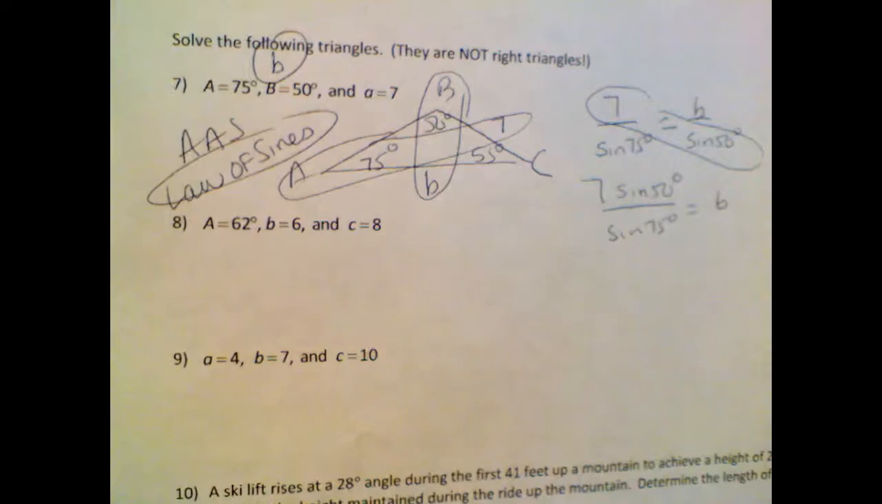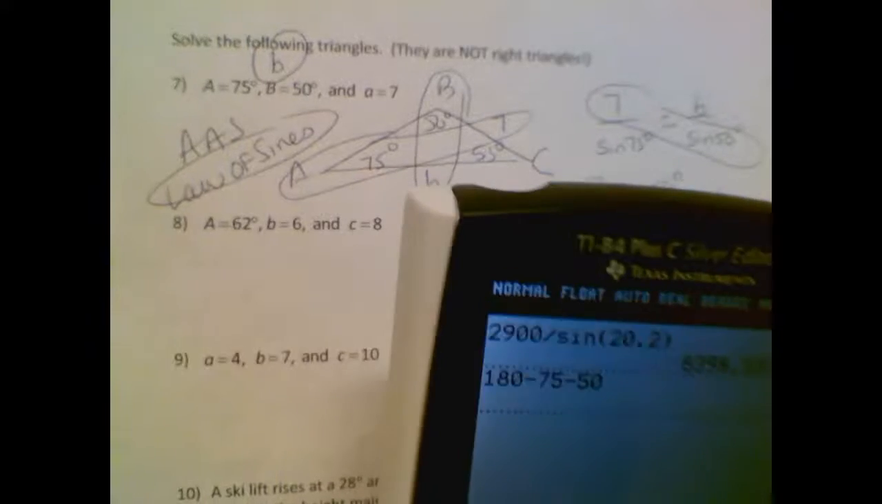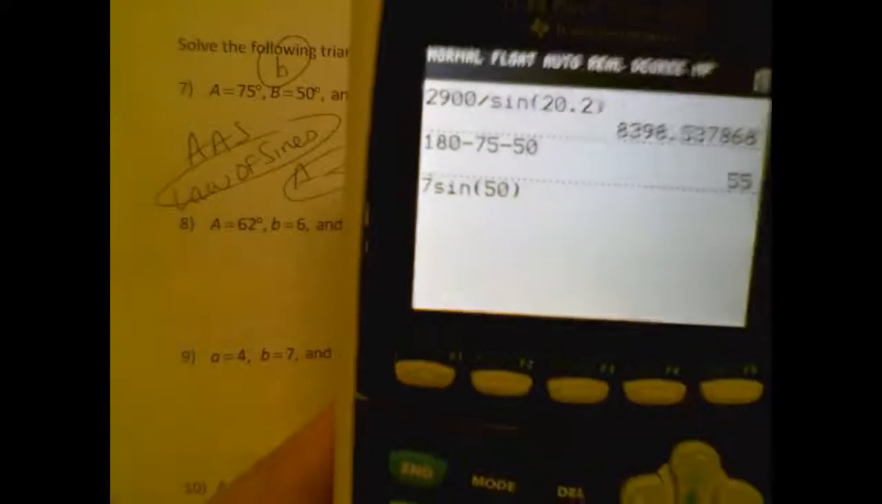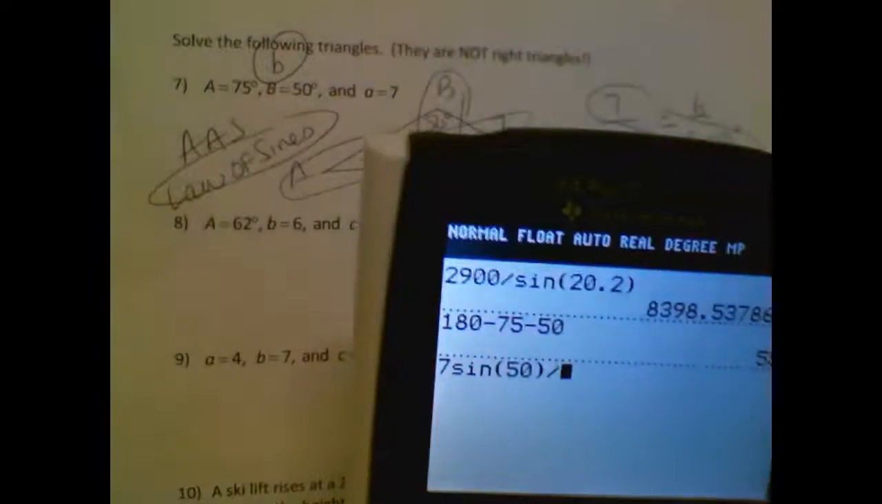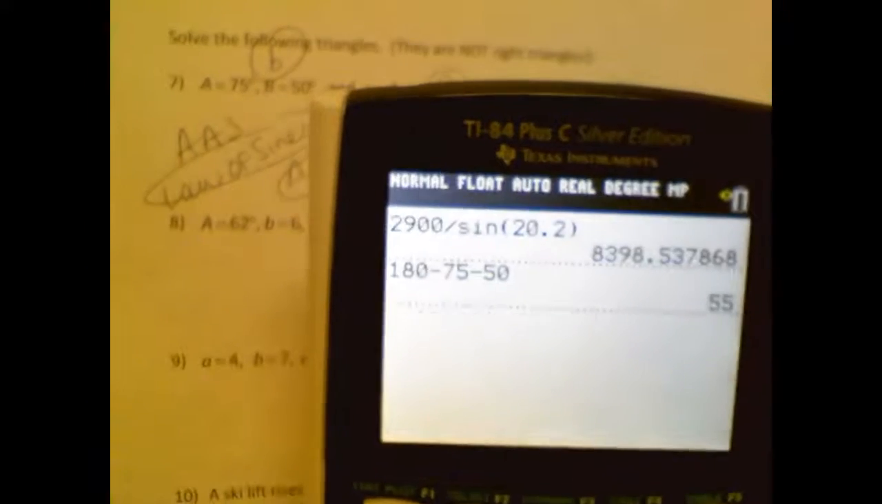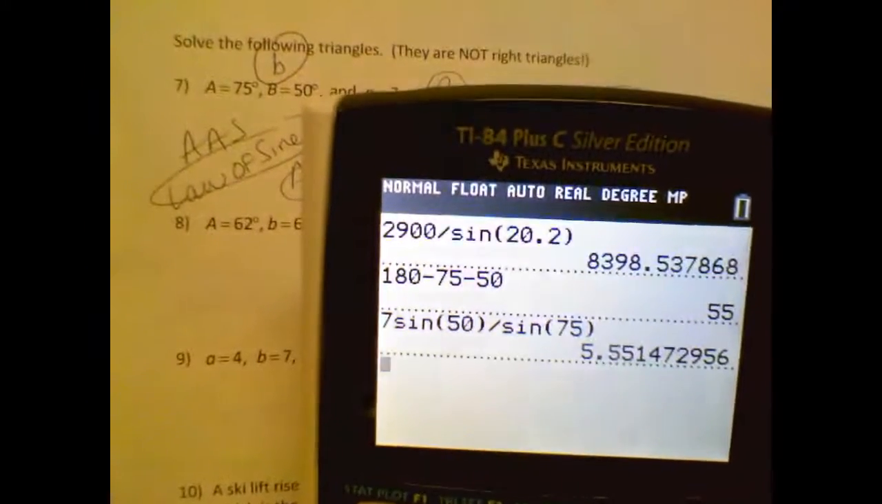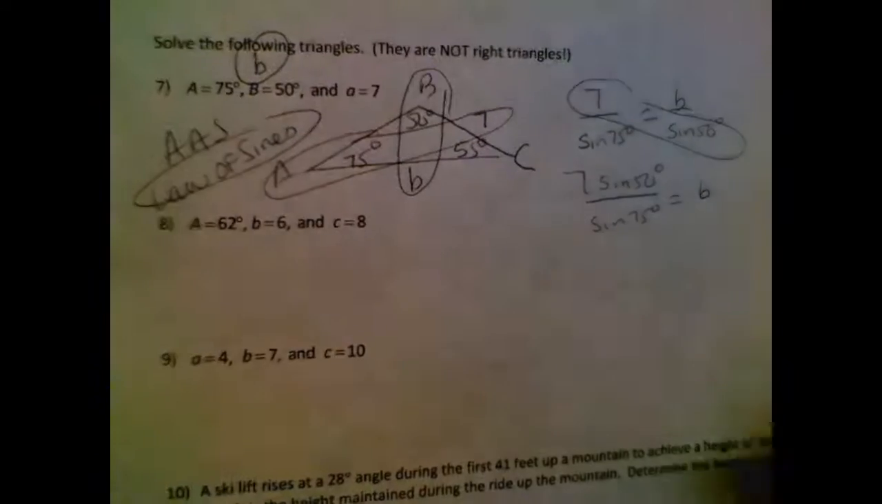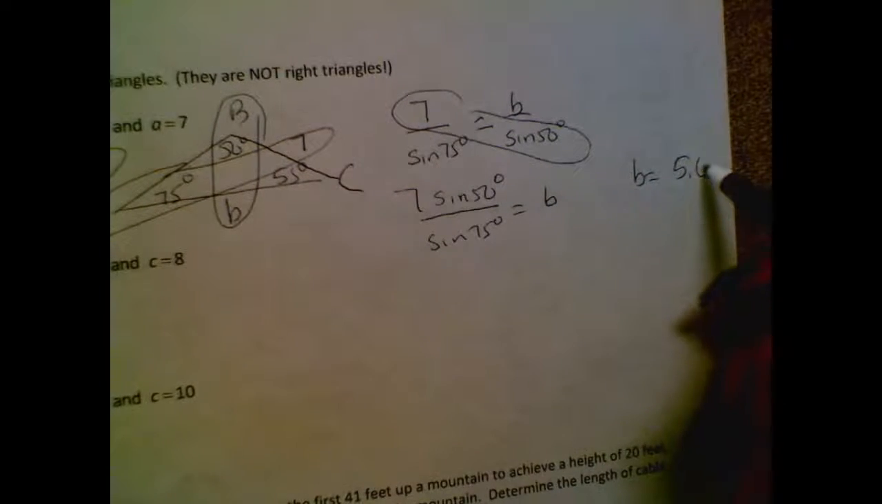So if you guys know how to do your fraction key, if you don't, guys, listen. Well, 7 sine 50. Close your parenthesis. Divided by sine 75. 5.55 is 5.6. Side B is 5.6.